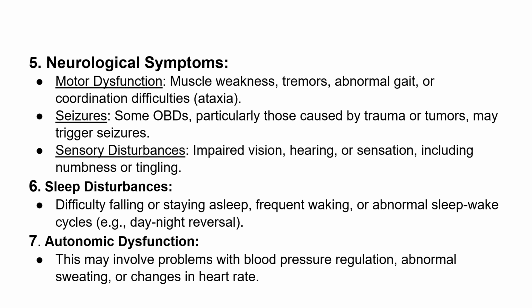So in neurological symptom, very important motor dysfunction like abnormal muscle weakness, tremors, difficulty maintaining balance, difficulty walking, gait disturbances. This is all you will see in motor dysfunction. Sensory disturbances, impaired vision, hearing, sensation, numbness, and seizure activity. Loss of consciousness associated with confusion. Difficulty maintaining or falling asleep. Sleep cycle may get disturbed, the patient sleeps in the morning and stays awake all night. This is all the complaint you can get. Again, autonomic dysfunction like abnormal sweating, increased heart rate, etc.